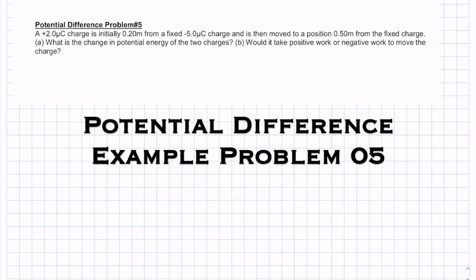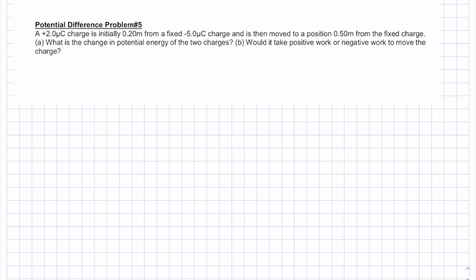In this video, we're going to do an example of a potential difference problem. In this case, a positive 2.0 microcoulomb charge is initially 0.20 meters away from a fixed minus 5 microcoulomb charge and is then moved to a position 0.5 meters from the fixed charge. Part A asks what is the change in potential energy of the two charges, and B asks would it take positive work or negative work to move the charge.